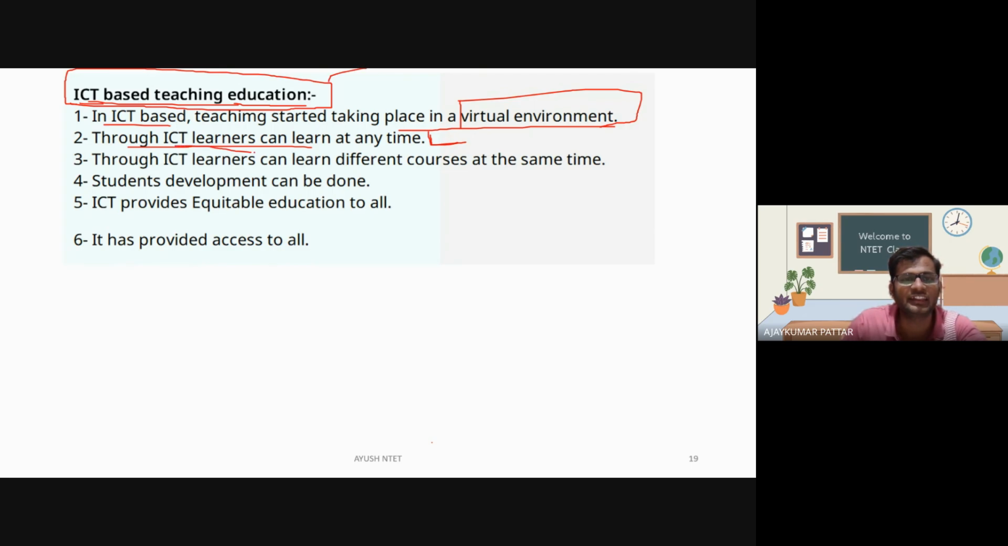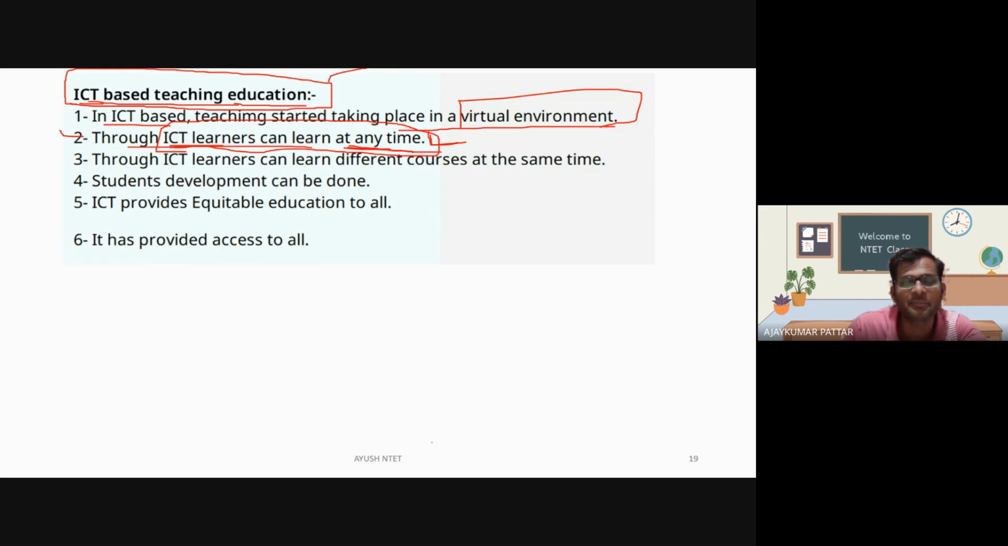Through the ICT method, learners can learn at any time. For example, now we are doing the online class. This is the ICT method, information communication. I have a laptop, I have internet, I have everything suitable. So anytime you are able to learn, you are also getting the recording. Because of these things, a learner can learn at any time. That is the advancement of ICT.